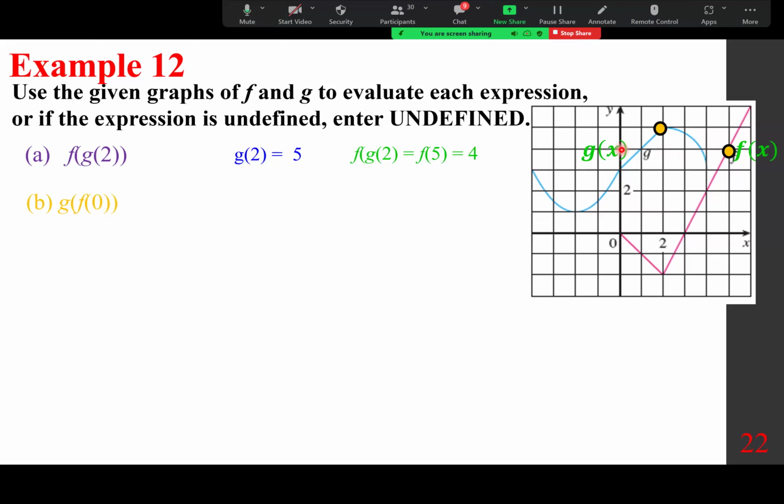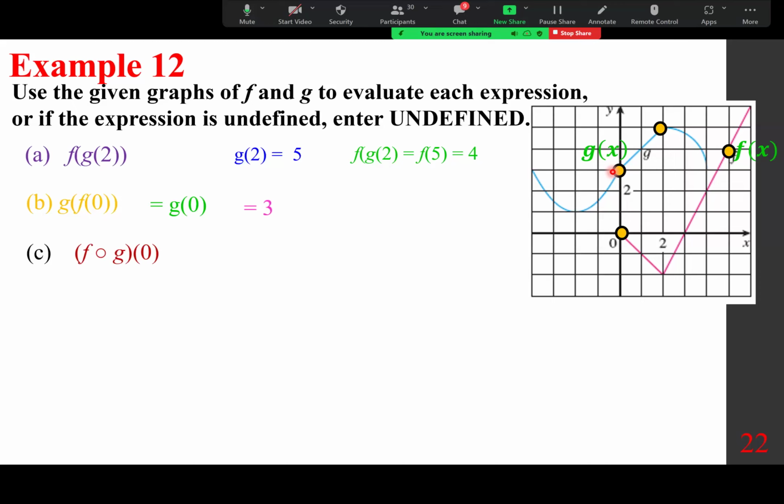G of f of 0, that means we want f of 0 first. F, again, the red one. And f of 0 is this point which has a y coordinate 0, so you want g of 0. And g of 0 is this point which has a y coordinate 3. I hope everybody is following that. I'm showing you exactly and precisely how to find this.